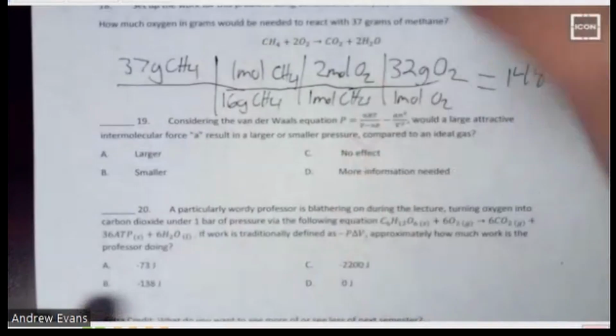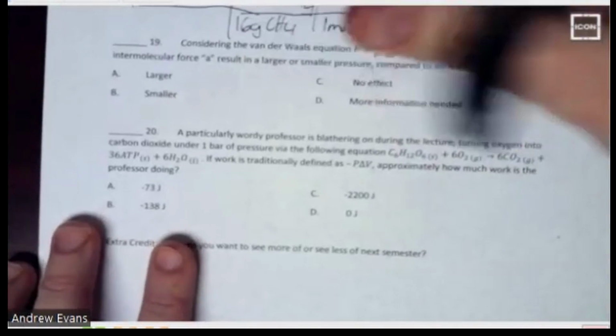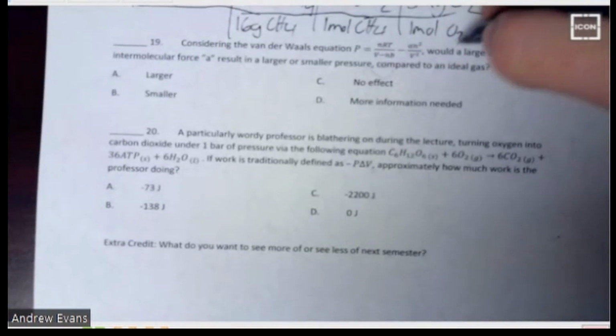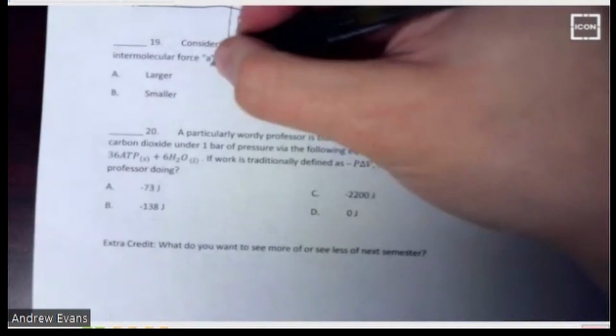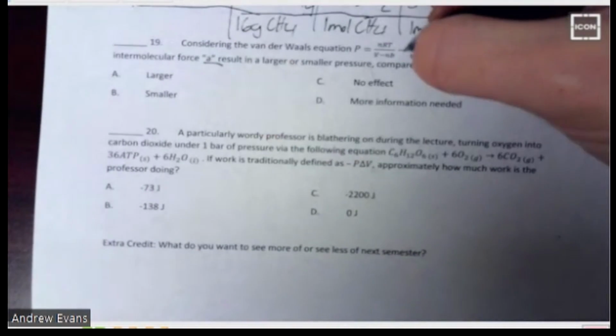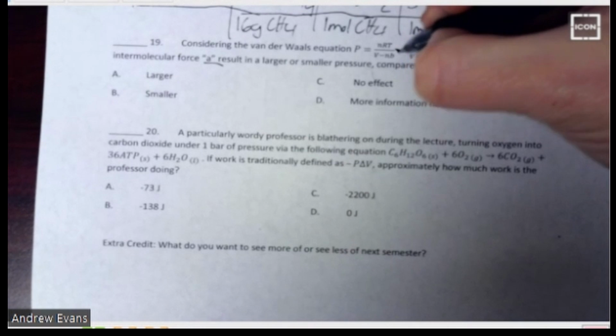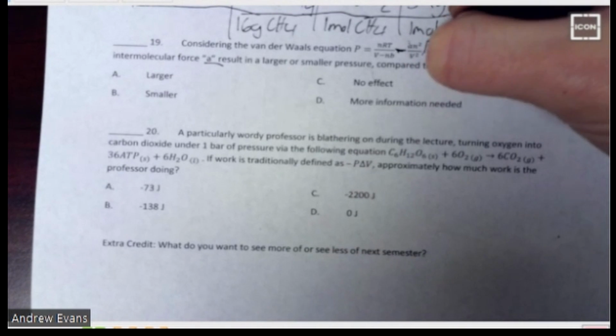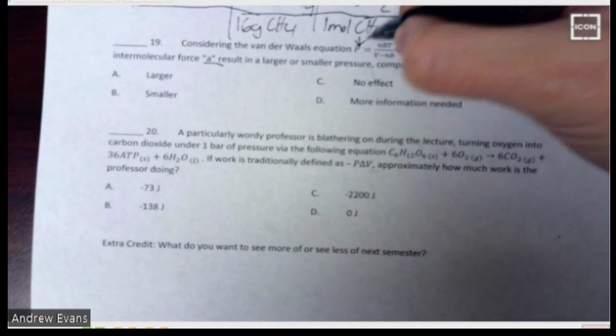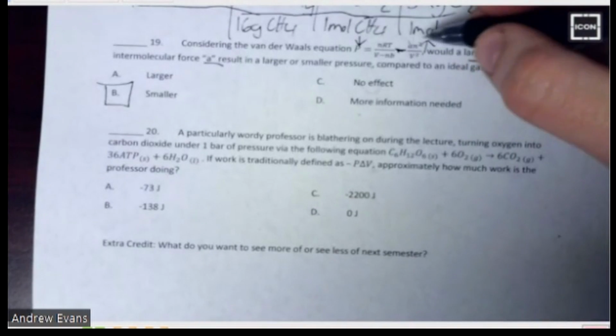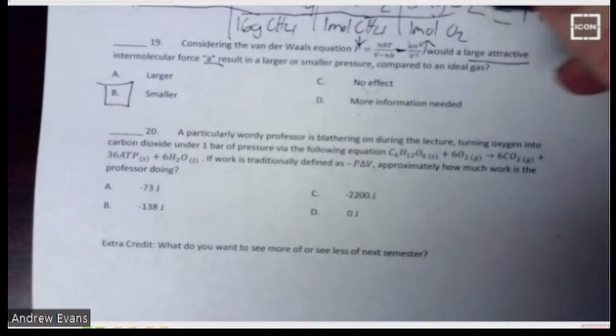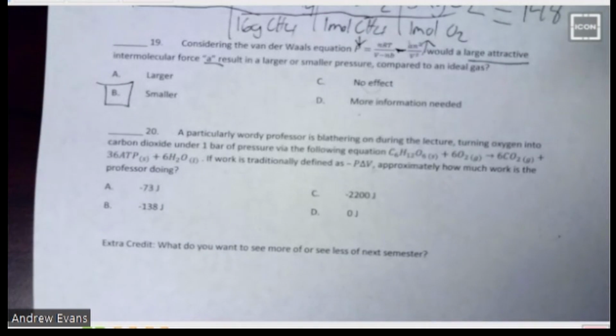Okay. Last 2. Considering the van der Waals equation, would a large attractive molecular force A result in larger or smaller pressure? Since this is a minus, as this goes up, the pressure has to go down. Since it's a negative A, as A goes up, pressure must go down if everything's the same. Think of it. More attraction means less collision.